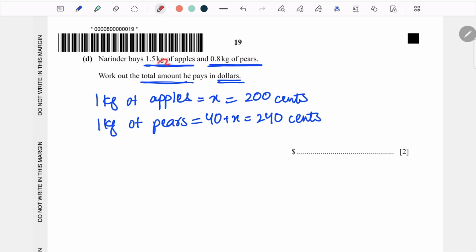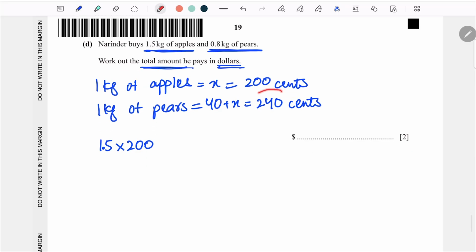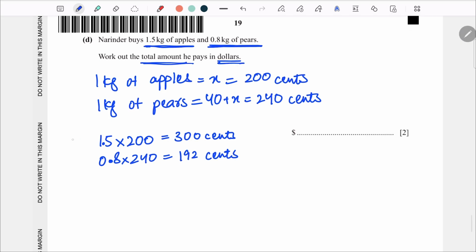Now he is buying 1.5 kilograms of apples. So if 1 kg of apples costs 200, 1.5 kg is going to cost 1.5 multiplied by 200. And if 1 kg of pears costs 240 cents, 0.8 kg is going to cost 0.8 multiplied by 240. So this is going to be equal to 300 cents and 192 cents. This is for 1.5 kg of apples, and this is for 0.8 kilogram of pears.